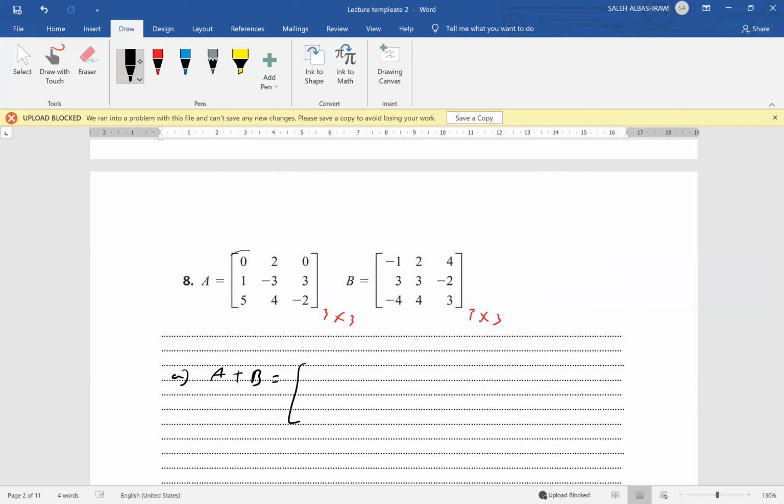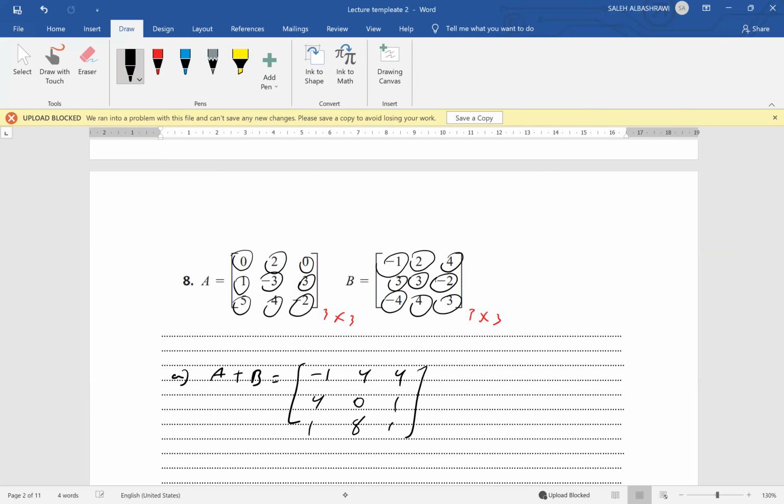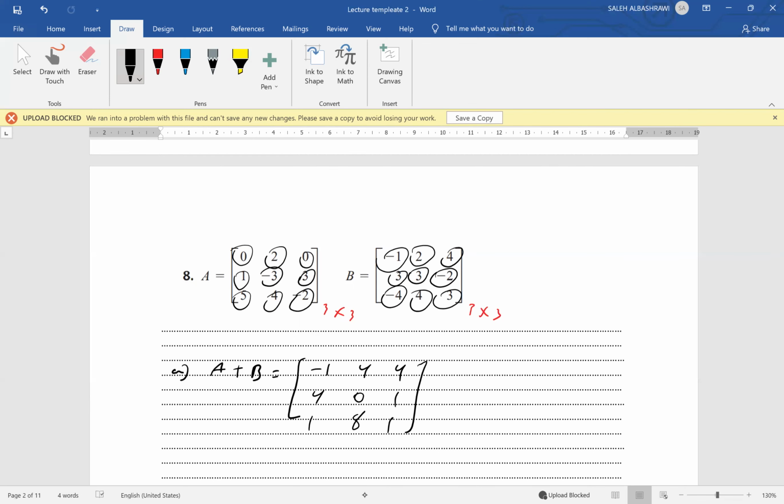is equal to 0 minus 1 is equal to minus 1. 2 plus 2 is equal to 4. 0 plus 4 is equal to 4. This is the first row. 1 plus 3 is equal to 4. Minus 3 plus 3 is 0. 3 minus 2 is equal to 1. This is the second row. Now, third one, 5 minus 4 is equal to 1. 4 plus 4 is equal to 8 and minus 2 plus 3 is equal to 1. So this is A plus B.